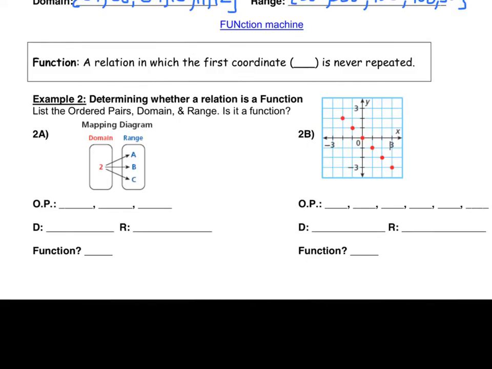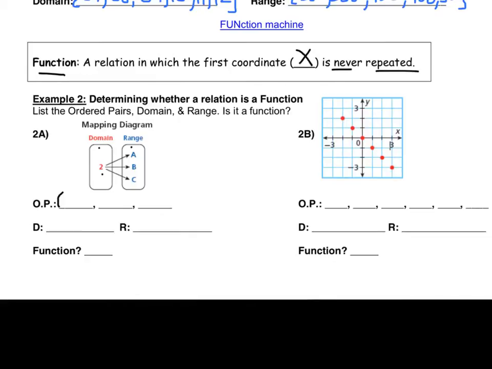There are all different kinds of relations, but only some of them are functions. The ones that are functions are when the first coordinate, which is the x, or the domain, is never repeated. So you can never have the same x value twice. So let's look at the mapping and the graph. We will write down the ordered pairs and then decide if it's a function. So to read this mapping, it says right here that this box is the domain and this box is the range.